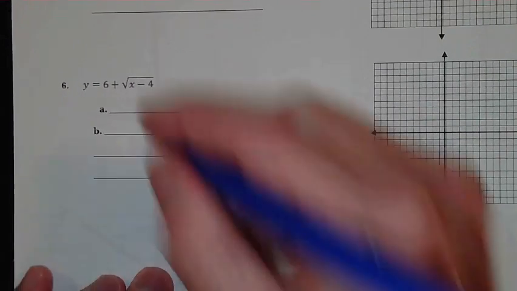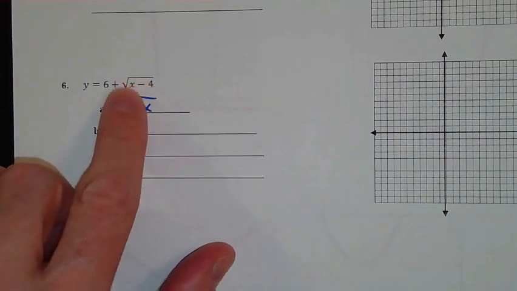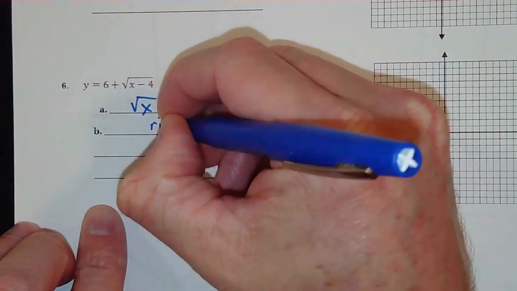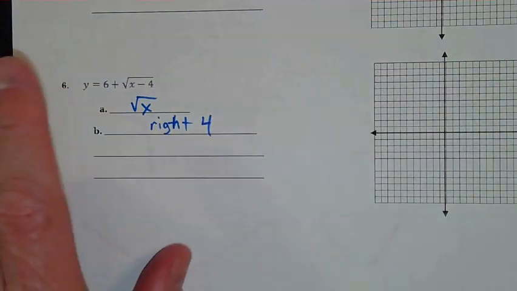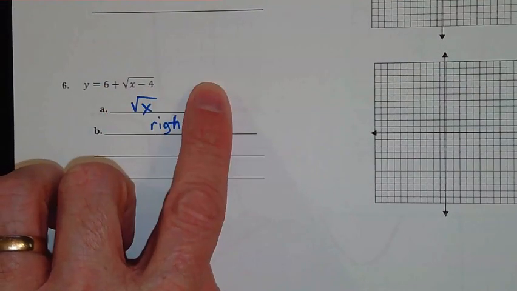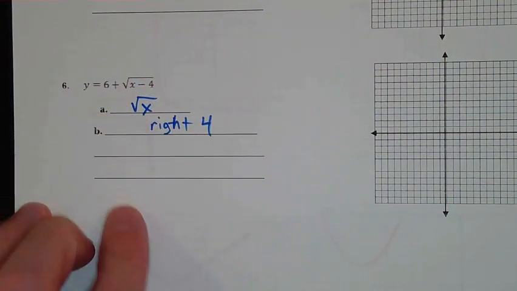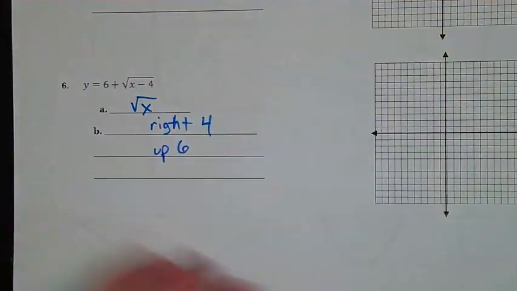Maybe number 6. There's a radical function. My parent is the square root of x. And then inside the function is x minus 4. So that means it's going to move to the right 4. And then usually I would have something plus 6. Here I've got 6 plus that, but we're still adding 6. That's a positive 6. And so that's going to make the graph go up by 6.